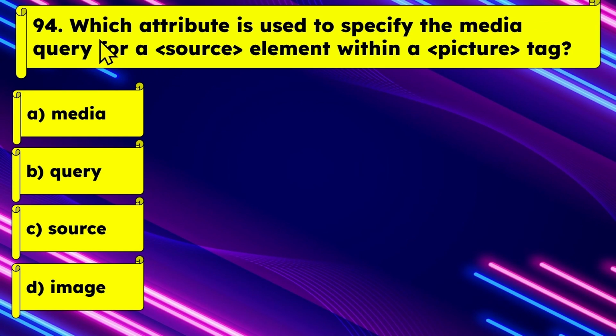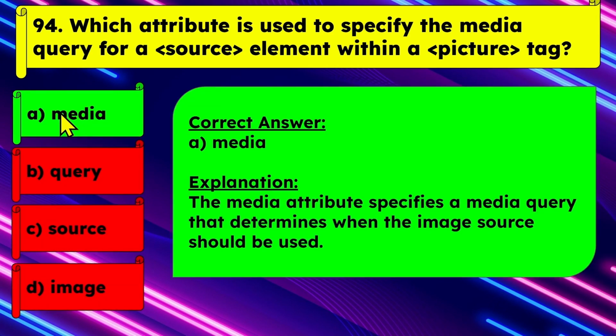Next question is, which attribute is used to specify the media query for a source element within a picture tag? We have our four options: media, query, source, or image. So here the correct answer is option A, media. As you can see, the media attribute specifies a media query that determines when the image source should be used.